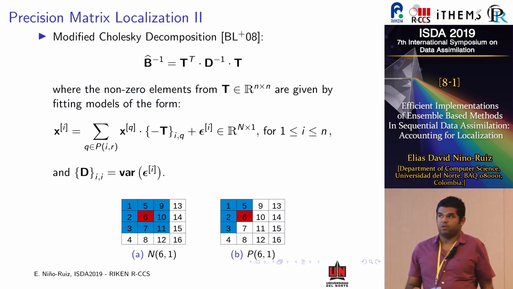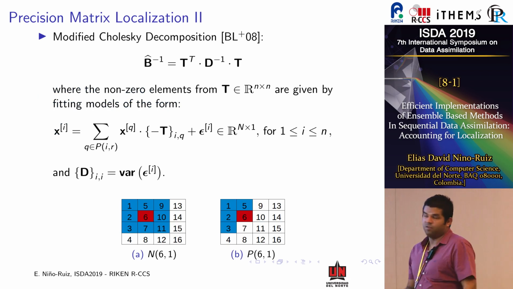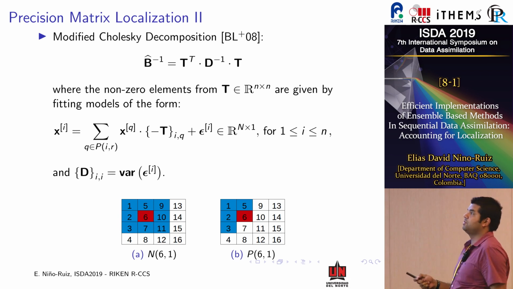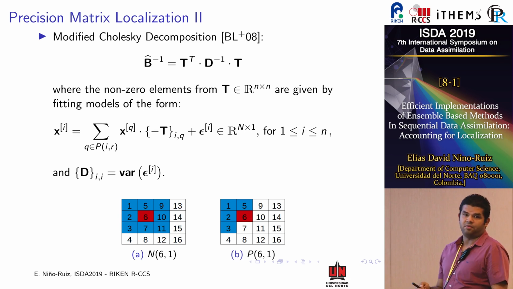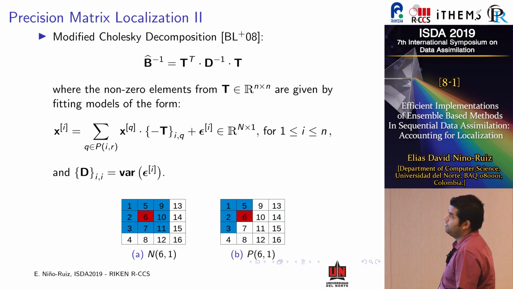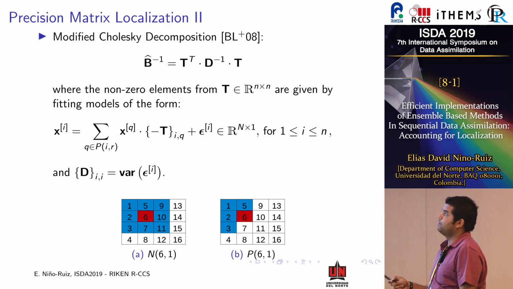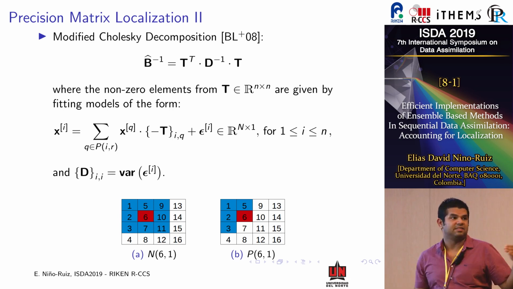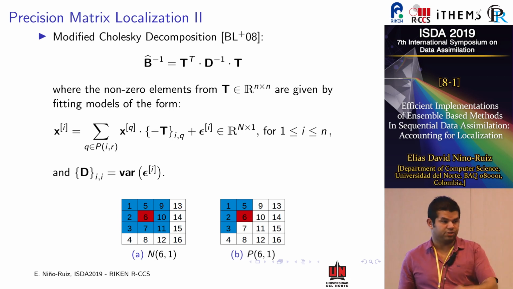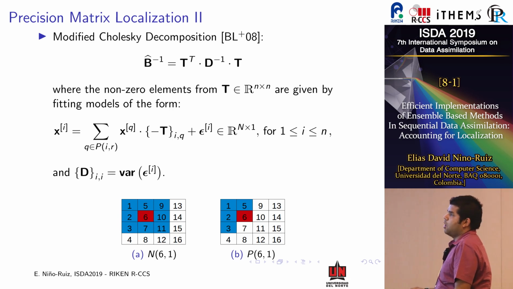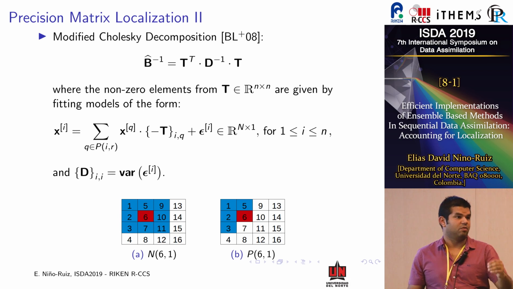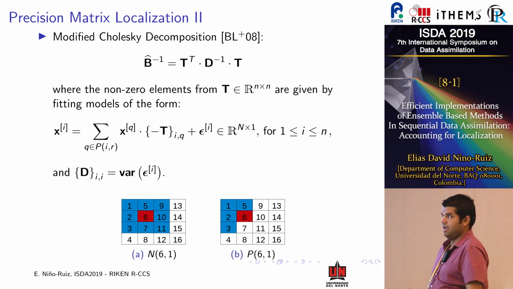How do we do that? Well, basically, we rely on the Bickel-Levina estimator, the modified Cholesky decomposition, okay? Where we can obtain estimators of the precision covariance matrix, the inverse background error covariance matrix, as the product of three matrices. T is a lower triangular matrix. So basically, I get something like T transpose D inverse T. The components of T come from fitting models of this form, okay, where Xi is the ith row of the matrix of member deviations. And D is a diagonal matrix that holds the variances of the residuals at each diagonal entry, okay?